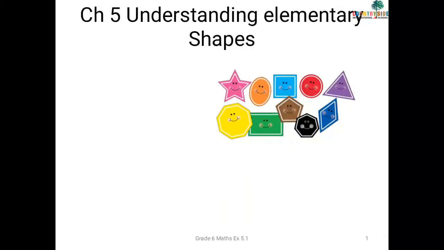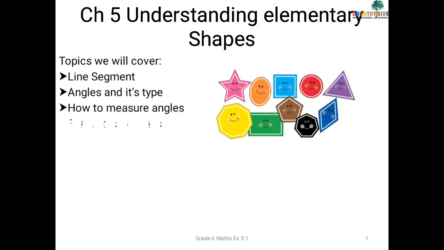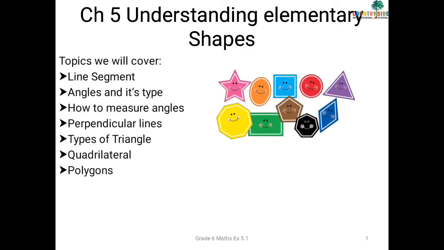So scholars, now we are going to start with chapter number 5, that is Understanding the Elementary Shapes. And this chapter is very easy, and at the same time it is very interesting. The topics that we are going to cover in this chapter are line segments, angles and their types, how to measure angles, perpendicular lines, types of triangles, quadrilaterals, polygons, and 3D shapes. In this chapter we are going to study the different shapes, angles, types of triangles and all those things. So now let's start with exercise 5.1.